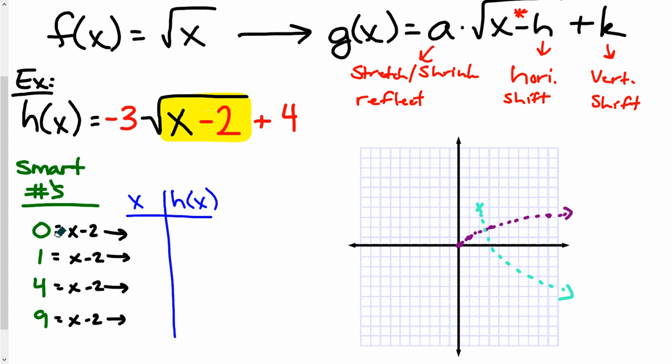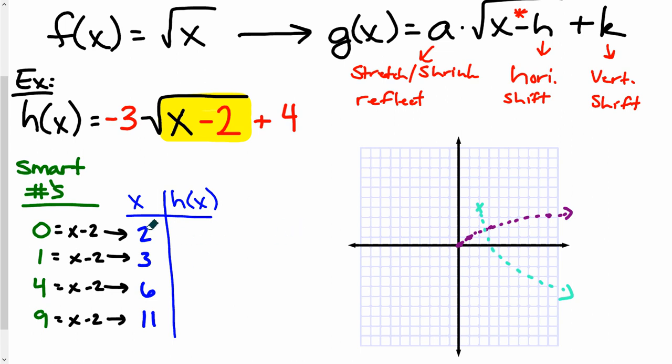So if 0 equals x minus 2, I'd add 2 to each side, and I would get 2. If 1 was equal to x minus 2, I would add 2 to each side and get 3. If 4 was set equal to x minus 2, I would add 2 and get 6. And then finally, if 9 was equal to x minus 2, I would add 2 and get 11. Okay? So these are the numbers that I can plug into the function that will actually give me numbers that I can take the square root of. All right? So let's go through and do a little bit of arithmetic here.